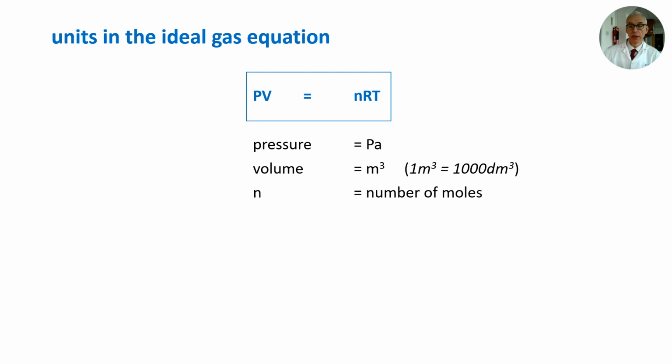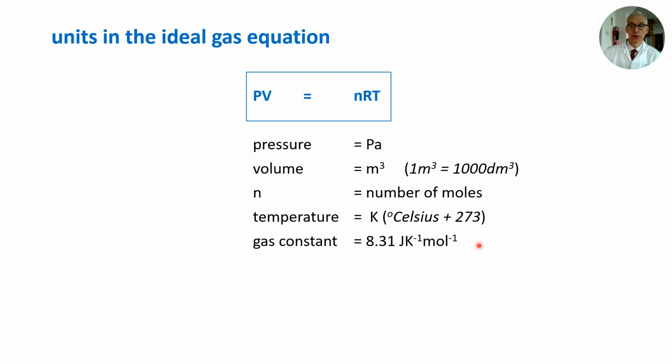n is simply a number of moles. Temperature is in Kelvin, which, if you're not familiar, is the Celsius value plus 273. And the universal gas constant has a value 8.31. Making sure that units are correct, so the value is correct for the correct unit before putting them into the ideal gas equation, is crucial if the correct answer is to be achieved.